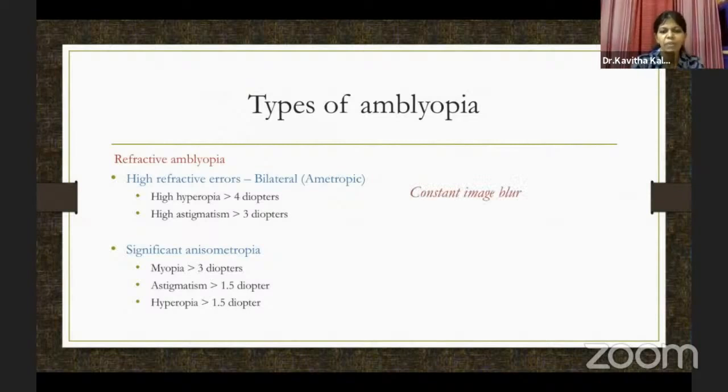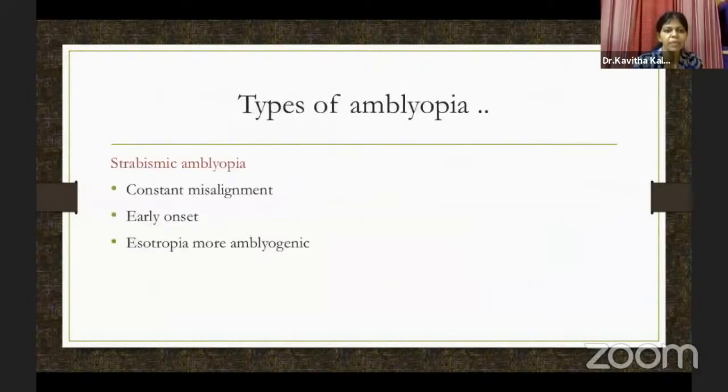So refractive amblyopia, how it works: when there is high refractive error in both eyes, there is a constant bilateral image blur which causes the amblyopia. And when it is unilateral or anisometropic, there is an interocular competition or inhibition which is the cause for the subnormal vision. So in strabismic amblyopia, constant misalignment is the cause. The earlier the onset of the strabismus, the denser and higher the chance of amblyopia. And esotropias are more amblyogenic than exotropias and other ocular deviations.